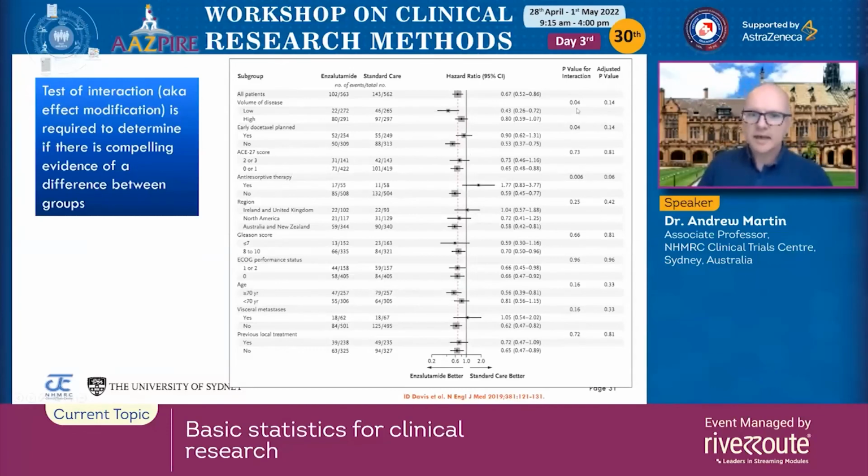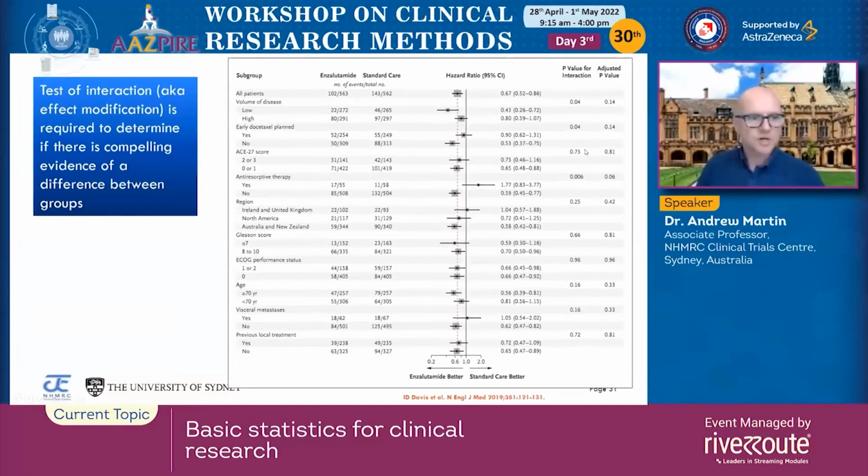So this is a nice example because it illustrates the appropriate way of performing a subgroup analysis in terms of a test of interaction, and it also shows an approach for appropriately dealing with the multiplicity that arises having performed a whole bunch of tests of interaction.